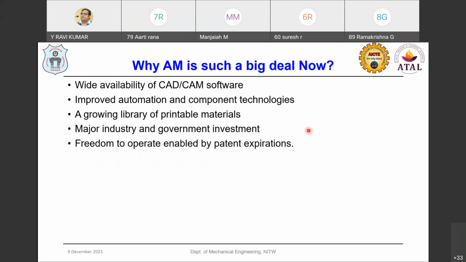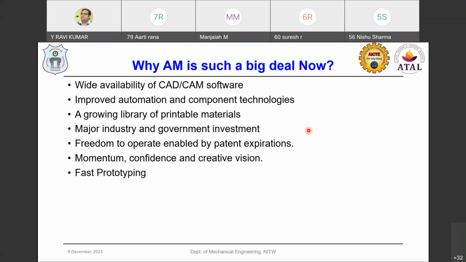And the freedom to operate enabled by patent expiration. When you are talking about the FDM process, stereolithography, extrusion or binder jetting, so many patents have expired. That's why we have the freedom to operate, enabled by the patent expirations, and the momentum, confidence and creative vision. In this AM process, we have more confidence and creative vision to develop components for aerospace, medical, and submarine applications in naval applications.